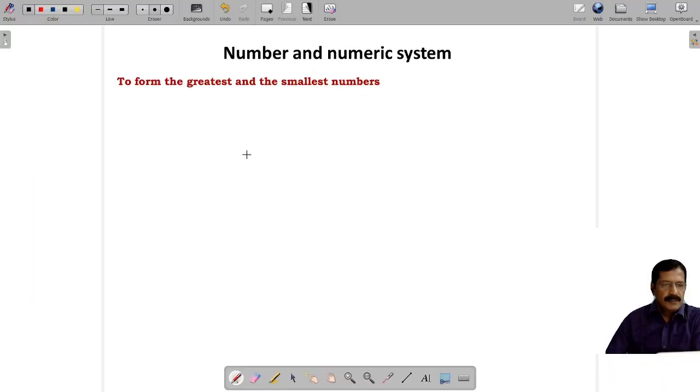Hi children, number and numeric system is one of the sections given in our prospectus of Jawahar Navodaya Vidyalaya selection test, arithmetic test. In this section, usually the questions come from the formation of greatest and smallest numbers with some conditions. Suppose we have to find or write the greatest 5-digit number.